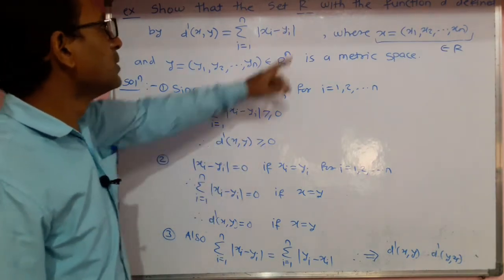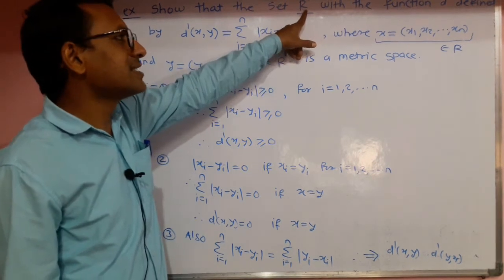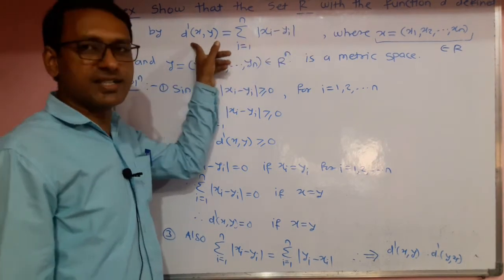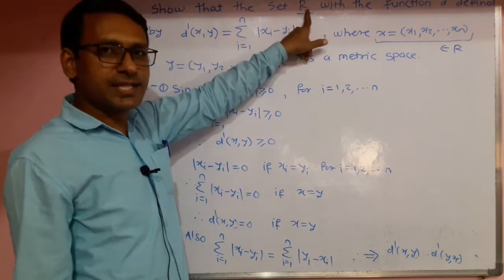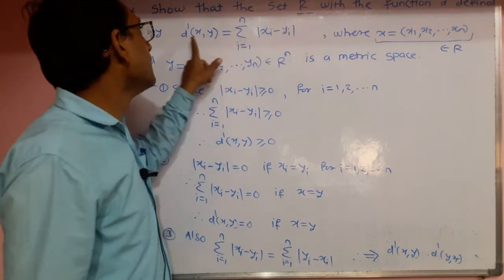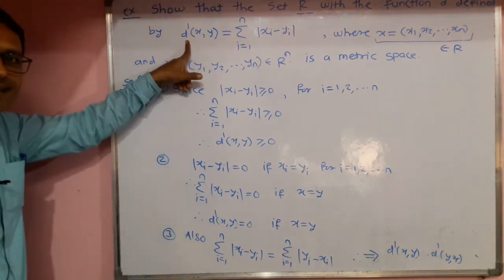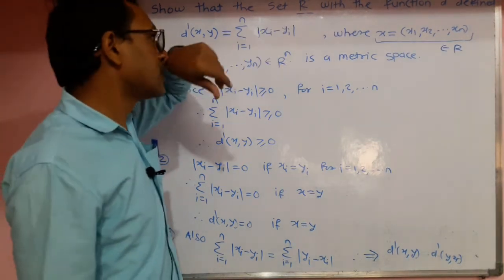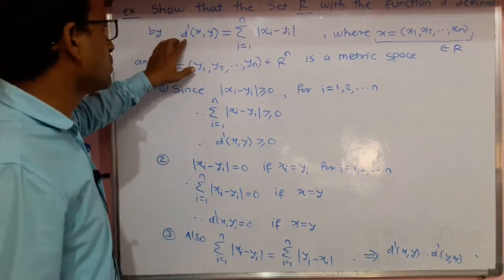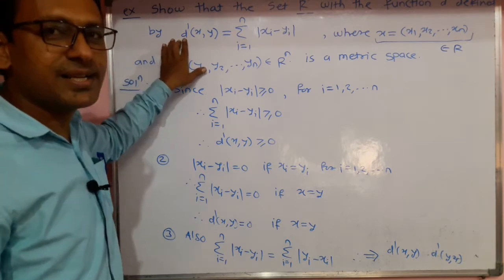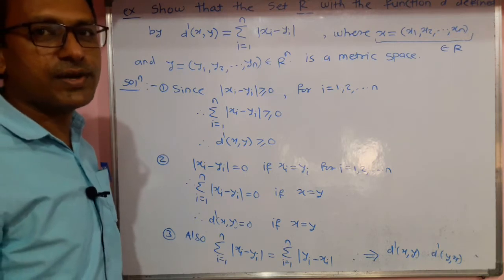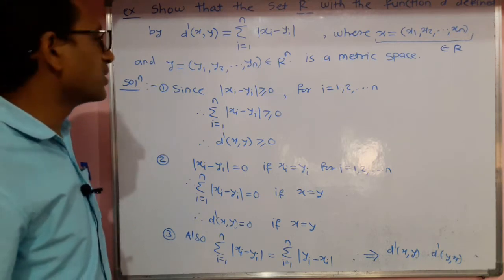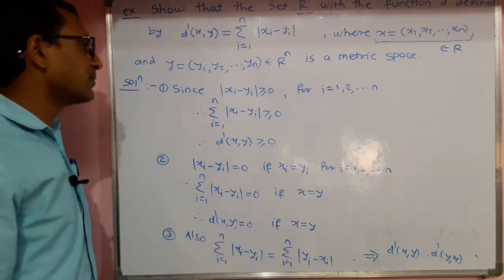We have to prove that this set R raised to n, with respect to the function d dash, is a metric space. To prove this, first we have to prove that the function d dash is a metric on R raised to n. For that we have to prove the four properties in the definition of a metric. So we prove the properties one by one.